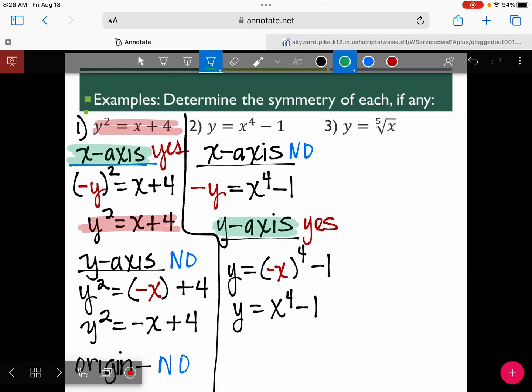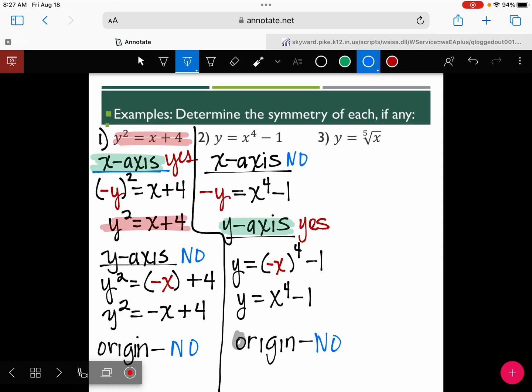And what about origin? What do you think? Is that going to be a yes or a no? It's a no. We don't even need to test it. It's going to be a no. All right. So now let's go ahead and look at question 3.